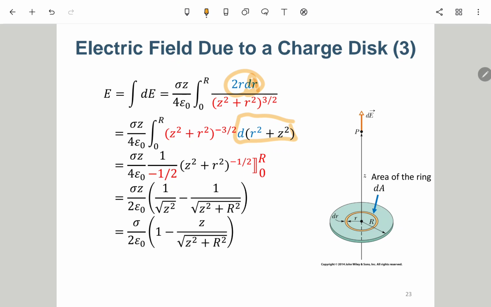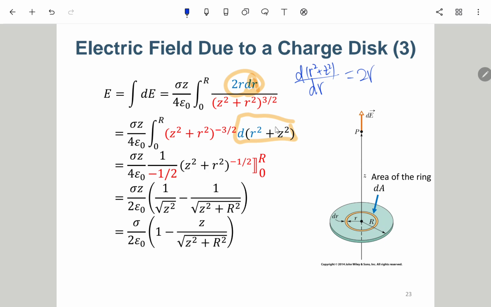If you are not so familiar with it, you can check it like this: d of r squared plus z squared, and then dr. You take the derivative of this function with respect to r. So r squared with respect to r will be 2r, and z squared is independent of r, so it becomes 0. So the derivative is 2r, and then you move this dr to the right side, so you have 2r dr, which equals this one. Okay, we put it here.